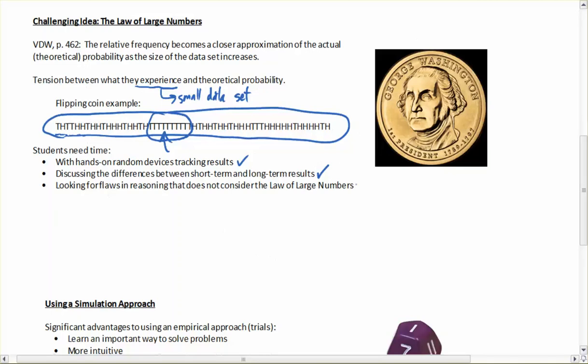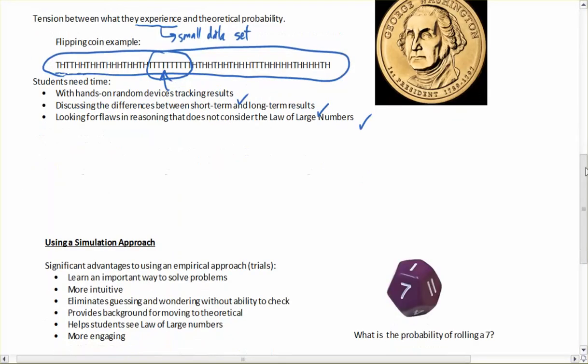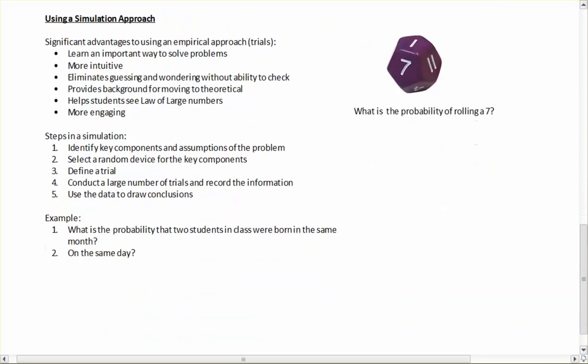They also need a chance to look for flaws in reasoning that doesn't consider the law of large numbers. If you only flipped a coin 10 times and saw 10 tails, should you throw it out? There's a flaw in that reasoning because we're not thinking about the large numbers. Using a simulation approach can actually help students develop some of that sense of the law of large numbers because it includes a lot of trials.